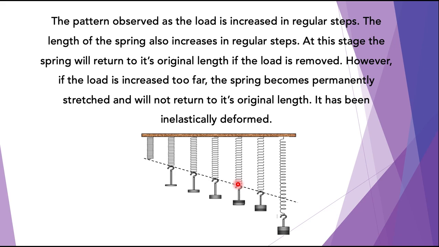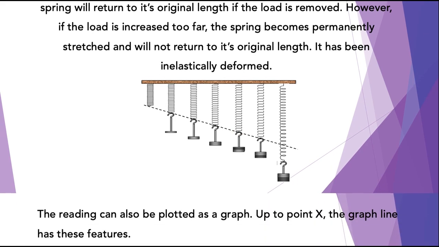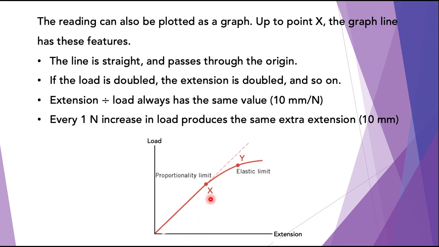So this reading can also be plotted as a graph, like here. Up to point X, the graph line has these features. The line is straight and it passes through the origin, as you can see. If the load is doubled, the extension is also doubled, and so on. Extension divided by load always has the same value, which is 10 mm per newton. And every 1 newton increase in load produces the same extra extension, which is 10 mm.